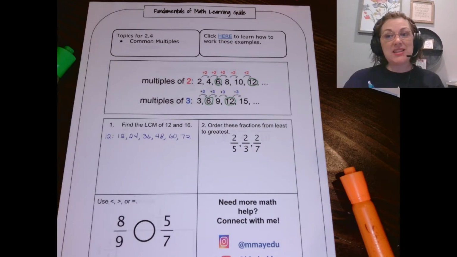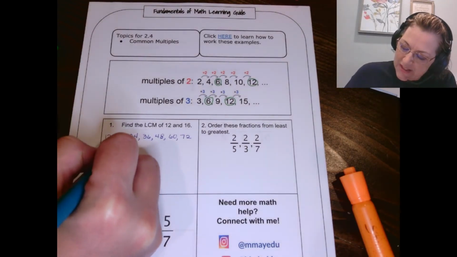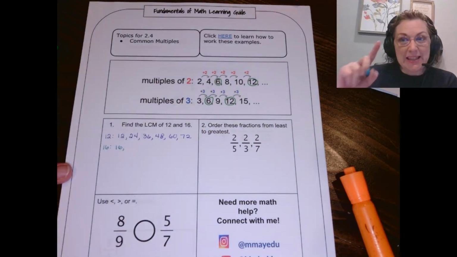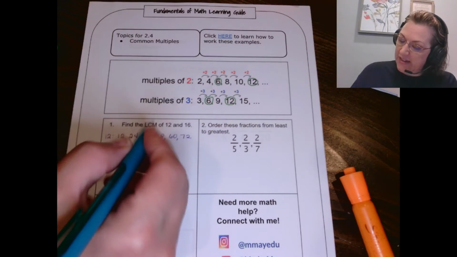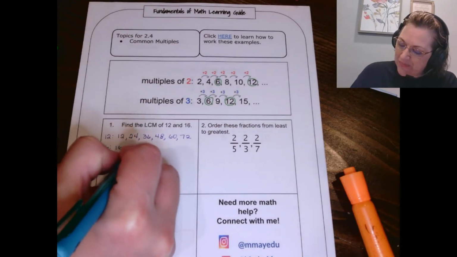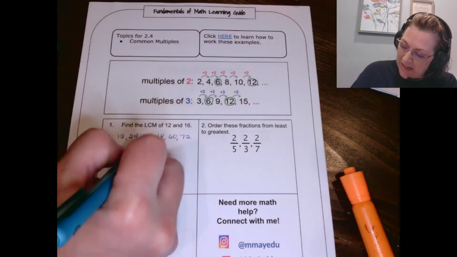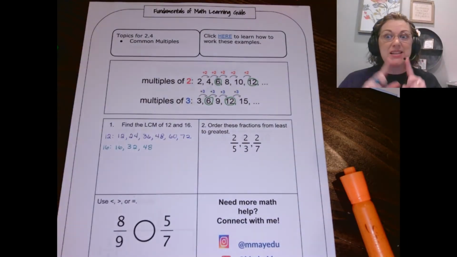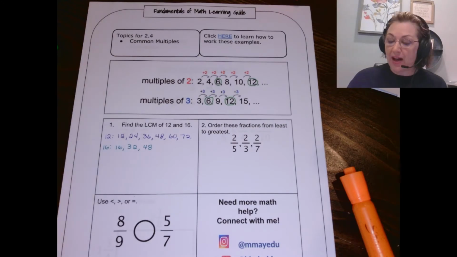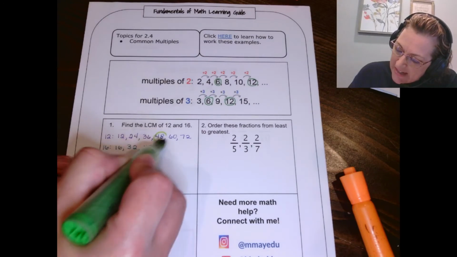Now let's do the same thing with 16. Remember, the first one is the easy one. So we list 16. Now we get the next one by adding 16. So 16 plus 16 gives me 32. 32 plus 16 gives me 48. Now, friends, I can go ahead and stop right here because I now found the one they have in common. They both have a 48.